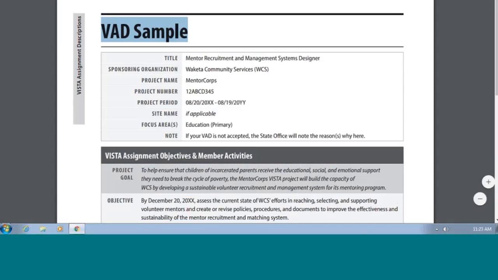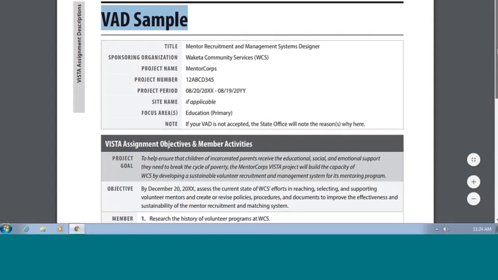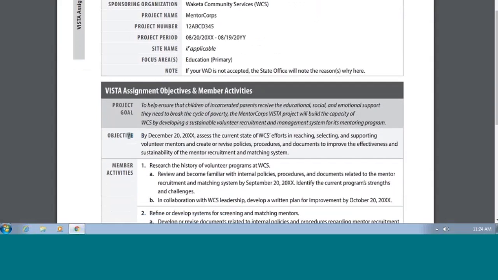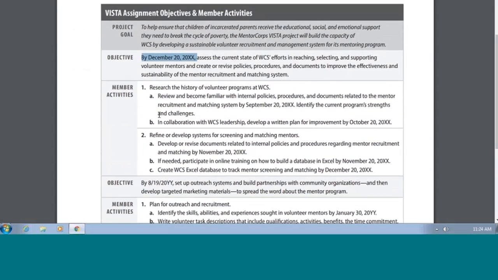Because we want to show you the elements and we can't just fit it onto one screen. So this is our VAD sample. As you can see, the first objective lists a date by which the member will complete the assessment of the current recruitment and matching systems. It says December 20th, 2000, fill in the blank there.